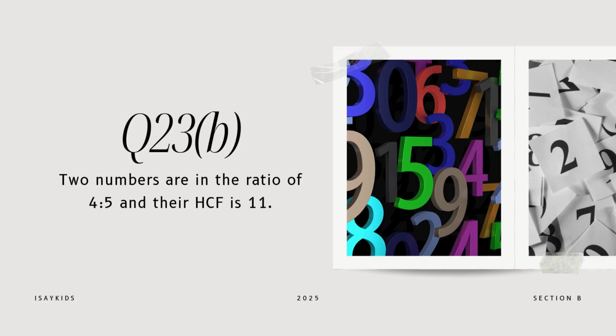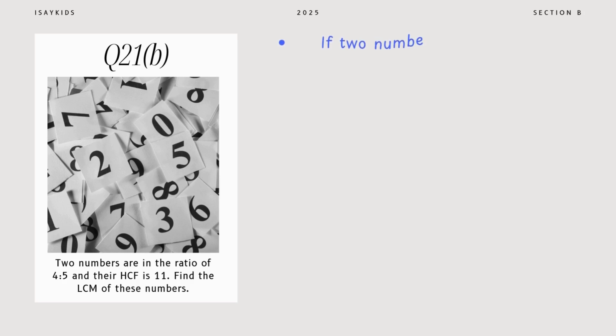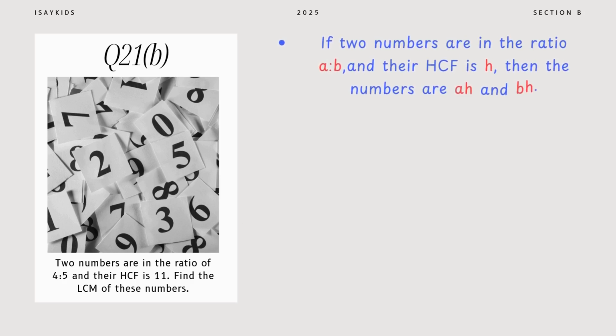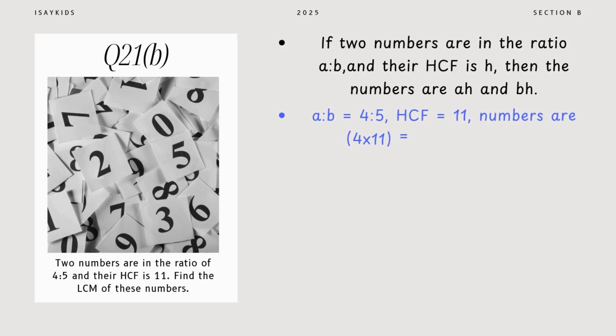Two numbers are in the ratio of 4 is to 5 and their HCF is 11. Find the LCM of these numbers. If two numbers are in the ratio A is to B and their HCF is H, then the numbers are AH and BH. Now, in our case, A is to B is 4 is to 5 and HCF is 11. So, the numbers would be 44 and 55.